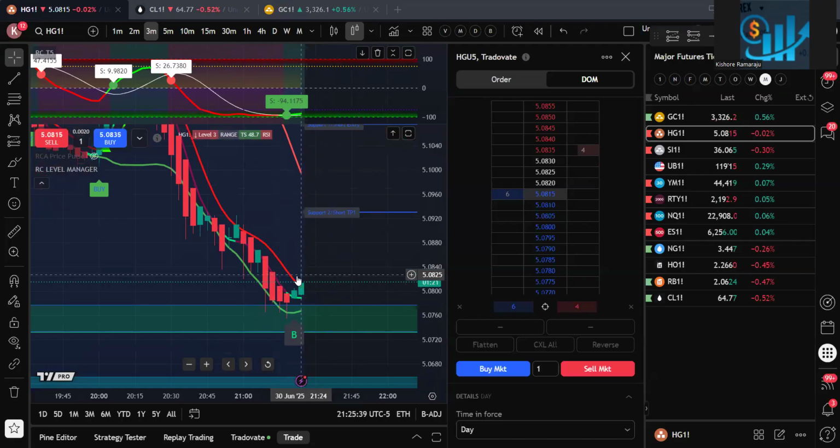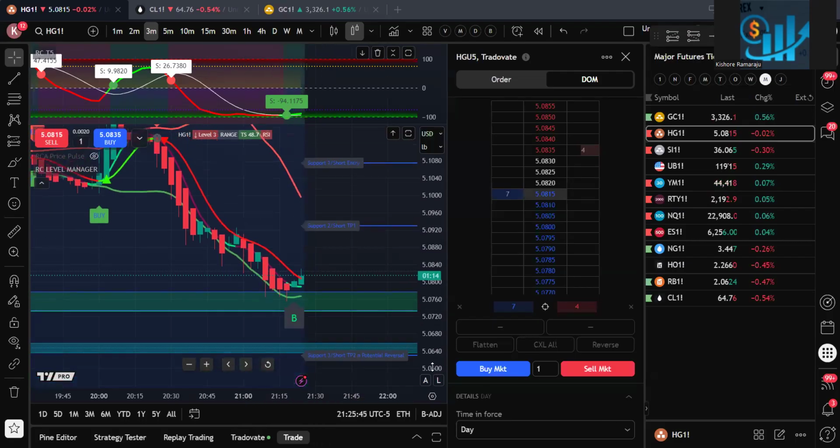We are getting some bullish candles on copper. So there is a possibility for it to bounce. So we are waiting for a scalp buy. If we get a scalp buy signal, we can go long.